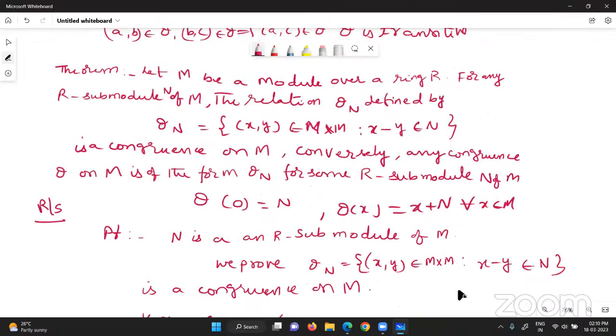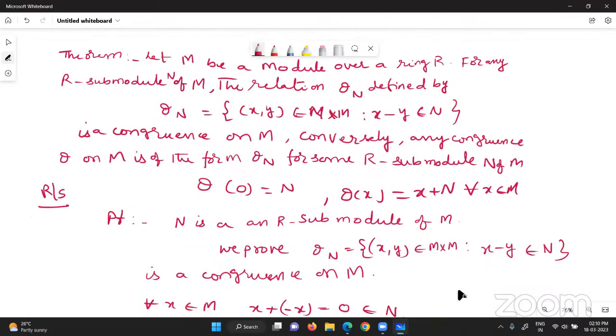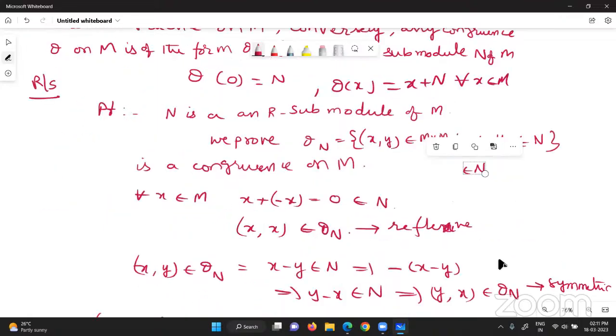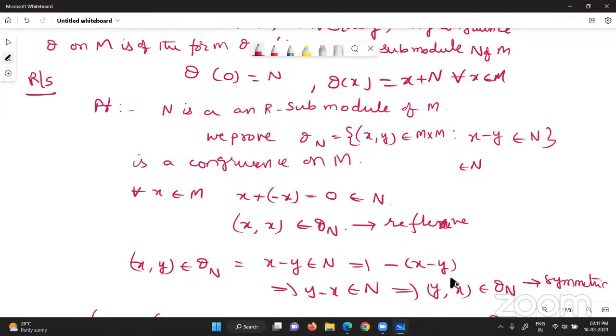You consider, from some R submodule n of M, the relation theta n, how you are defining x minus y. So we are able to prove that it satisfies the reflexive property and symmetric.